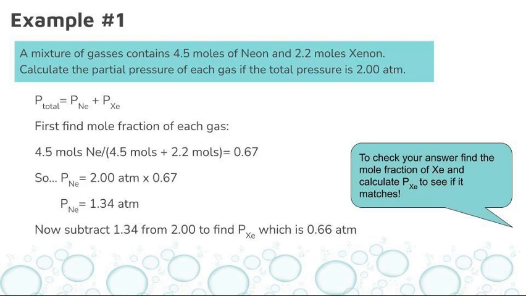To do this, we must first find the mole fraction of each gas. To do this, we can do 4.5 moles of neon over the moles of neon and moles of xenon added together. This gives us 0.67, so now to find the pressure of neon, we can multiply 2 atm by 0.67 and get a pressure of 1.34 atmospheres. Now, to find the pressure of xenon, we can simply subtract 1.34 from 2 to find that the pressure is 0.66 atmospheres. And reminder that if you want to check your answer, you can always find the mole fraction of xenon and calculate the pressure to see if it matches up.